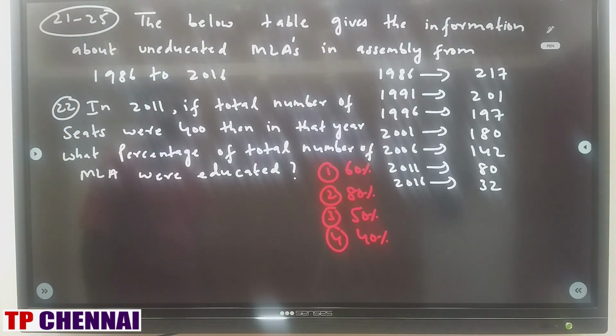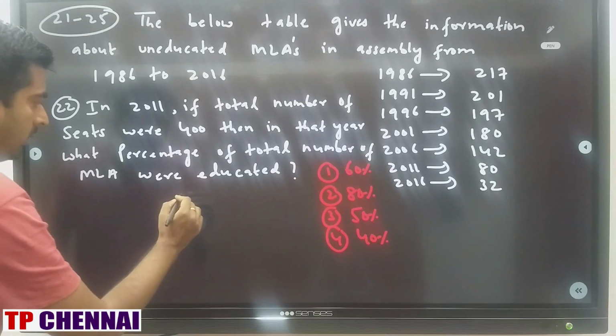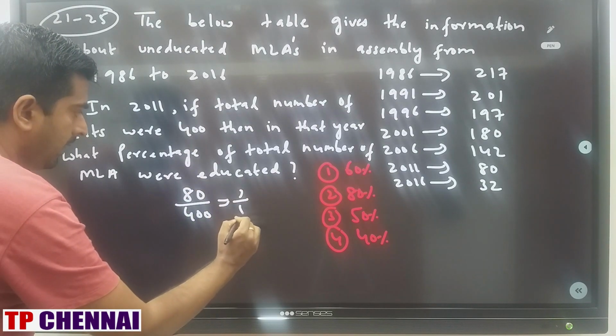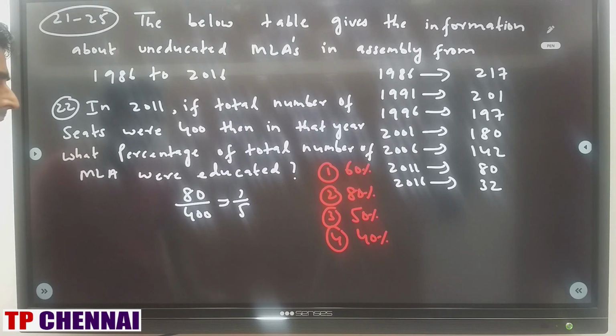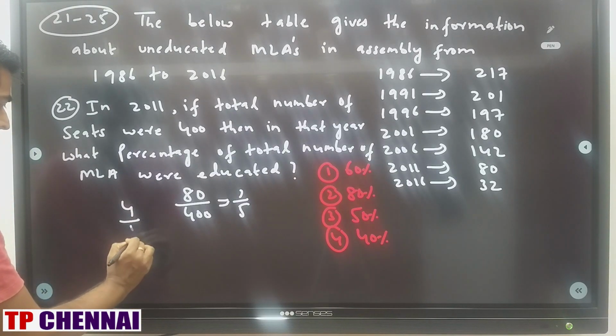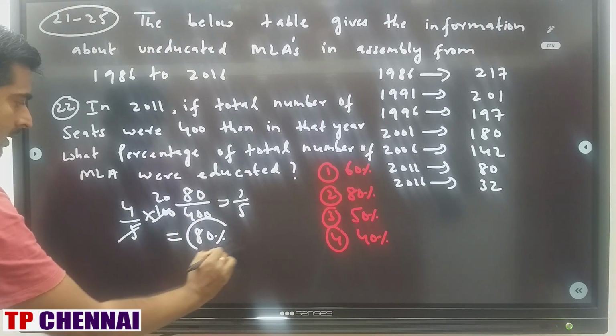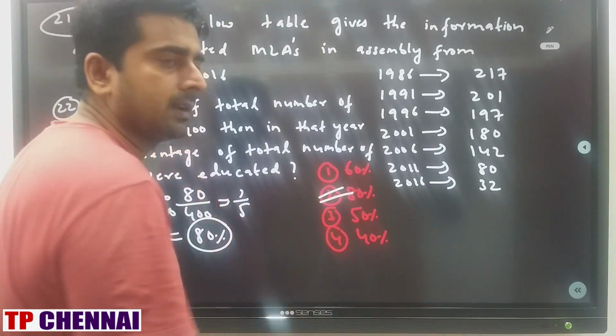Now we'll see 22. In 2011, if total number of seats were 400, then in that year, what percentage of total number of MLAs were educated? This table is based upon uneducated, right? So 2011, what is the value? 80. So 80 by 400. So 1 by 5 people were uneducated. Remaining is 4 by 5. So 4 by 5 into 100. What is the answer? 80%, which is second option.